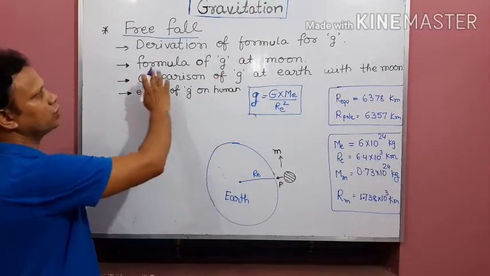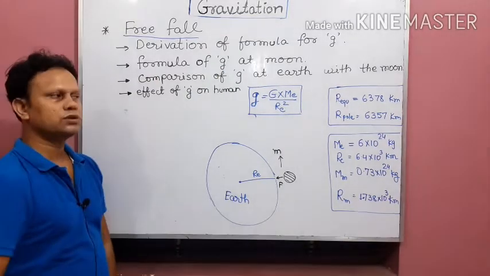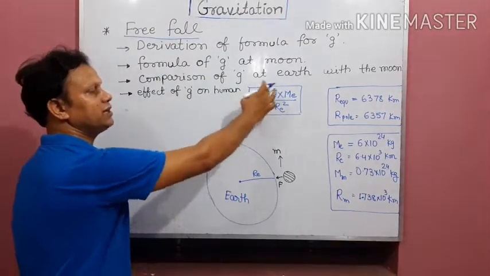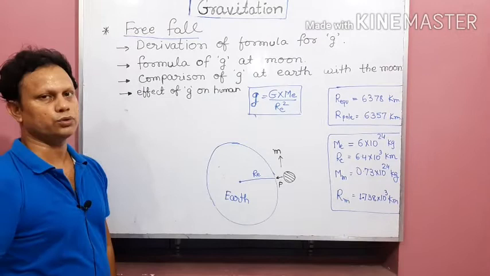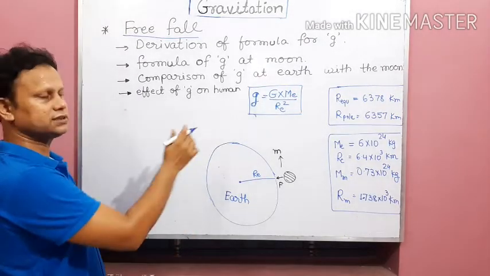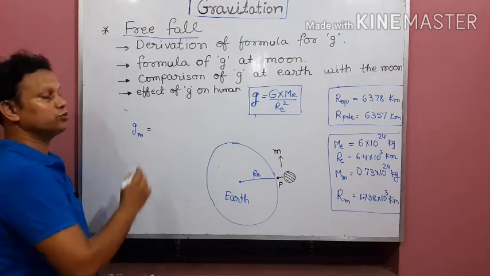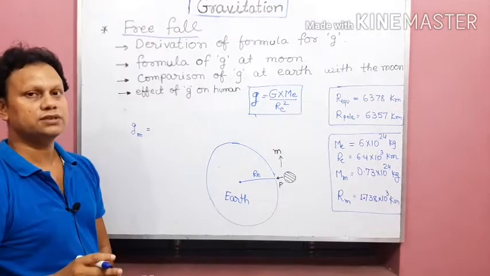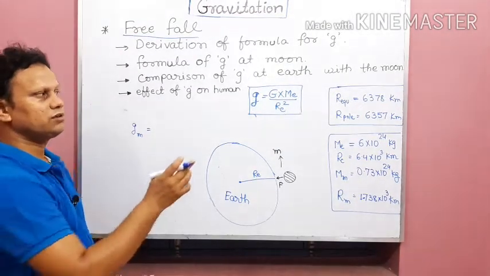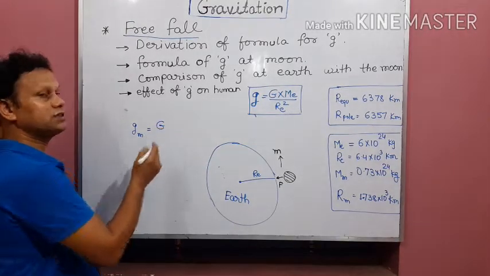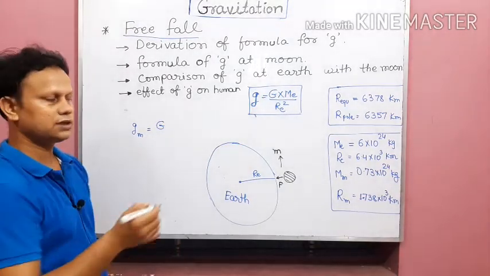Find the value of the formula for g at the moon. So do you think that we are going to apply this same formula? No. But the relation will be the same. Suppose I am taking acceleration due to gravity on the moon of the same object. Okay. So what we will see? Capital G will be capital G, because capital G is a universal constant.